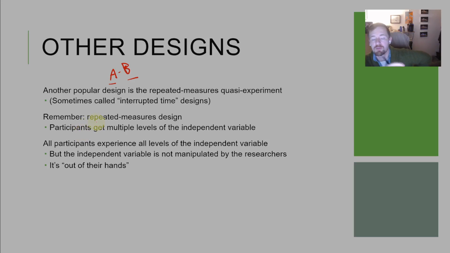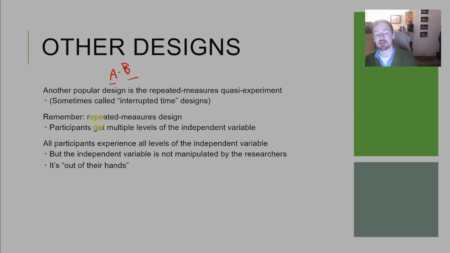So it's kind of like a repeated measures design, or a within subjects design that we talked about a couple of chapters ago. This is where all the participants are going to get multiple levels of the independent variable. So they're going to go through, and then we're going to give them another condition, and then we might give them another condition, or we might return them back to the first condition. So all participants are going to get all levels of the independent variable.